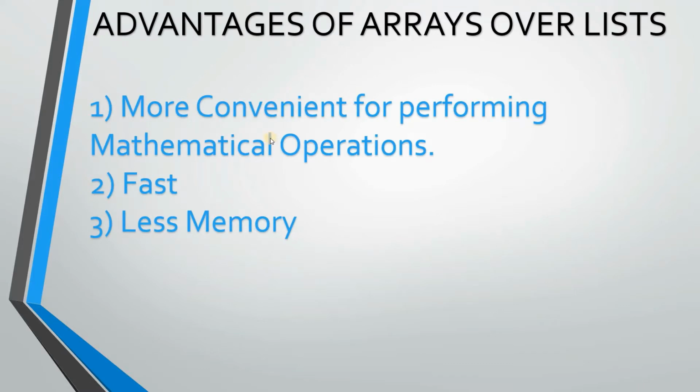After operations, let us see the advantages of arrays over lists. One of the advantages, as I told you in the operations part, is that they are more convenient for performing mathematical operations. Then NumPy arrays are faster and they consume less memory. So these are the advantages. And I think that's all about this tutorial.